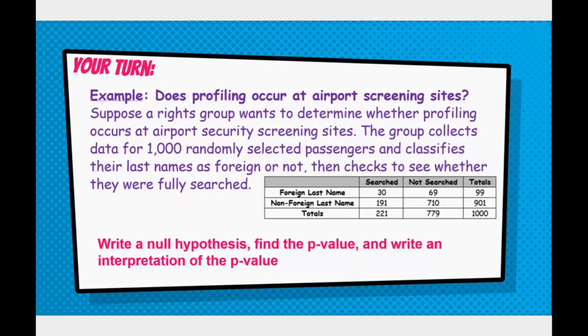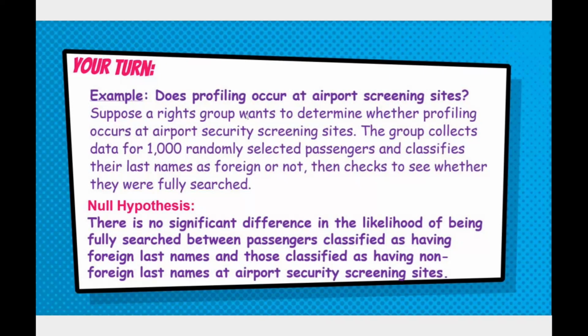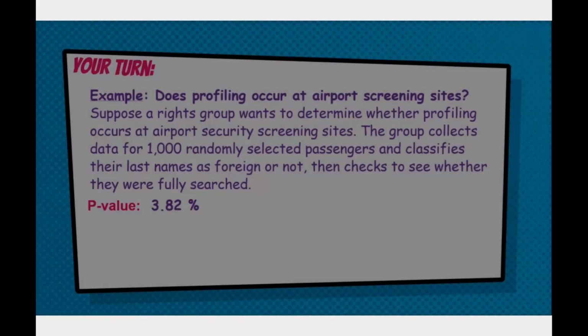If you're watching this video for the first time, you need to get comfortable with this. Pause this video for a second, and then we'll see if we can figure this out. A null hypothesis, remember, says that there is no difference. So we can say that there is no significant difference in the likelihood of being fully searched between passengers classified as having a foreign last name and those classified as having non-foreign last names at airport security screening sites.